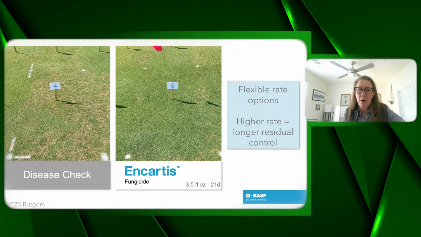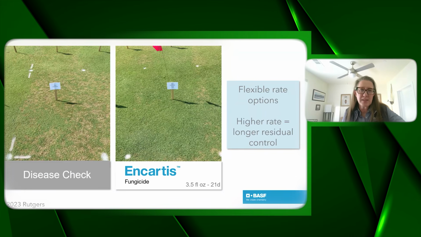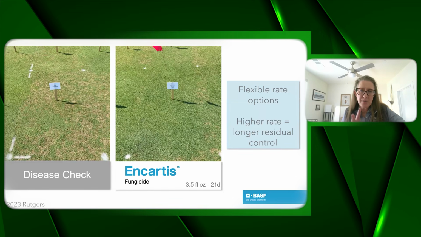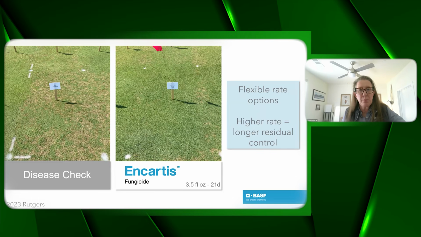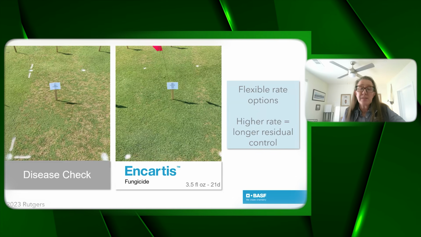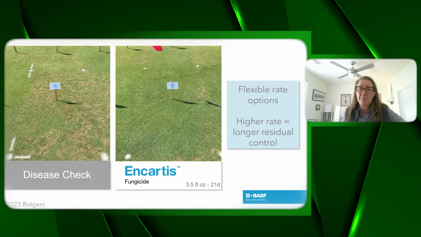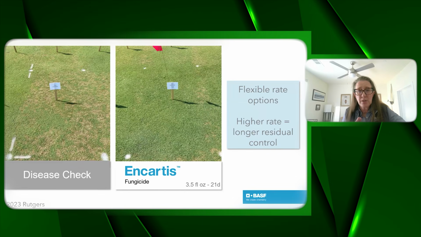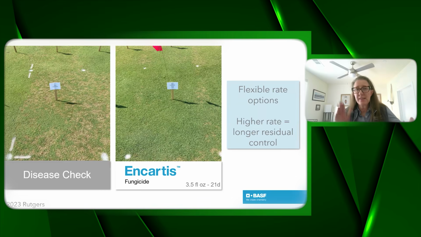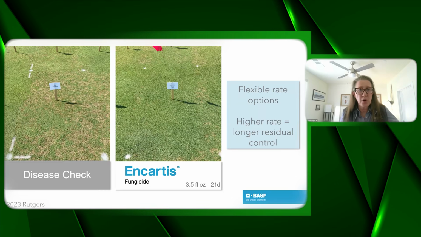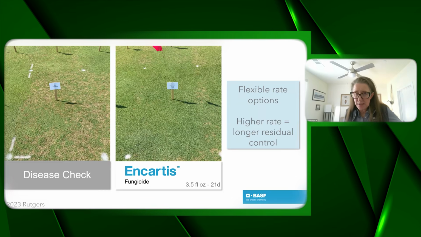You have flexible rate options with Incardus, and it's nice because, again, 2 actives working on dollar spot for you here. And I really like that if you're someplace where resistance is a concern. This gives you 2 modes of action happening, and we like Incardus at the beginning of the season and at the end of the season. It helps you start clean, it helps you end clean.